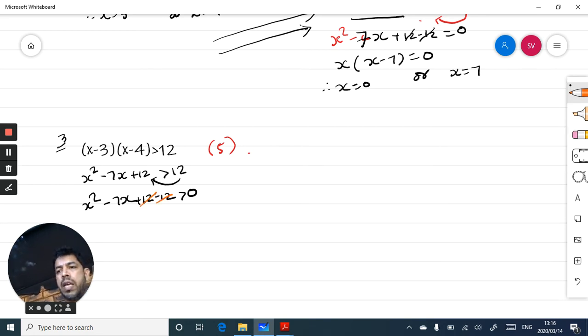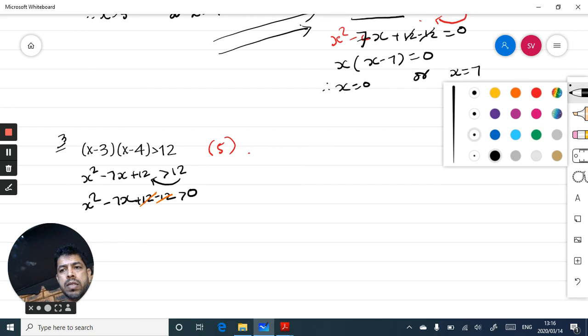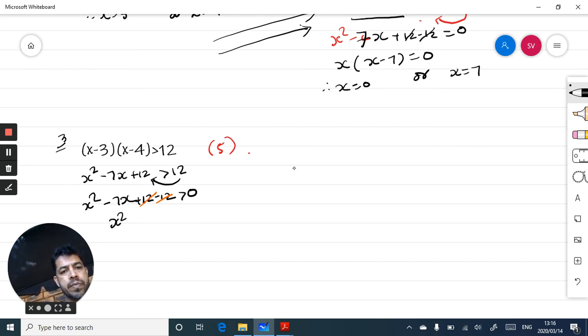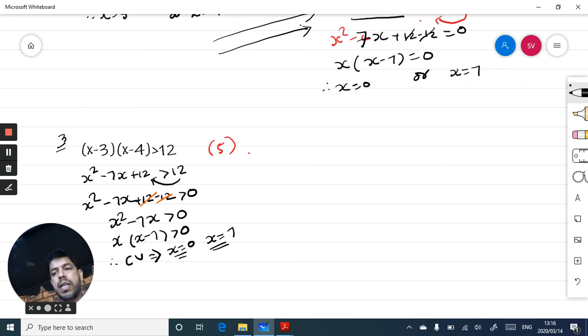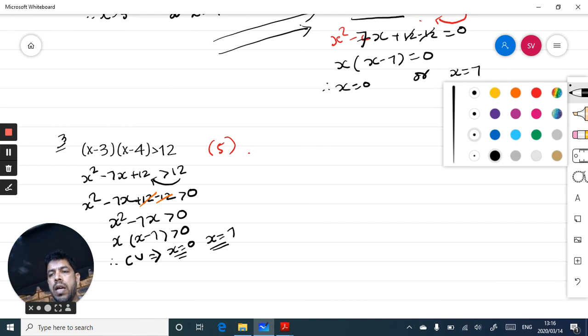So I'm left with x squared minus 7x, which is greater than 0. So I'm having x times (x minus 7) greater than 0. So I have fully factorized, so it means it's going to give me critical values where my first bracket equals 0, which is x equals 0, and from the second bracket, x equals 7. Once I get the critical values, then I must indicate those critical values on the number line.